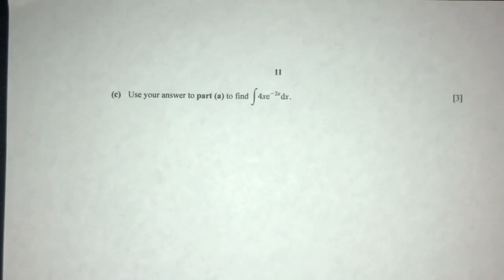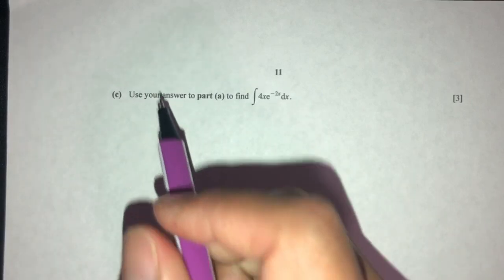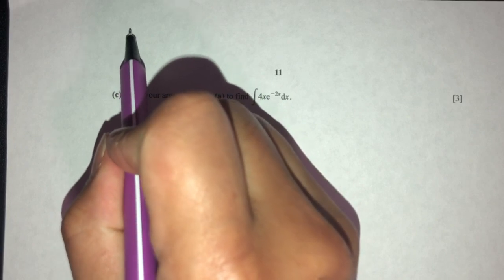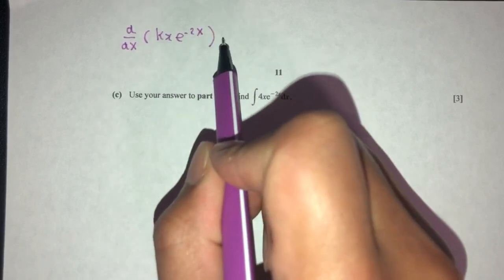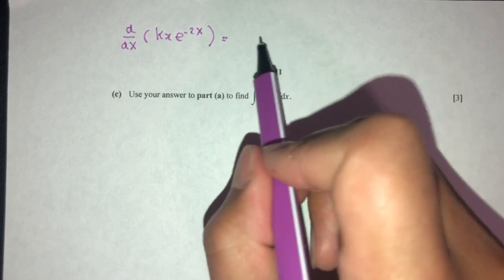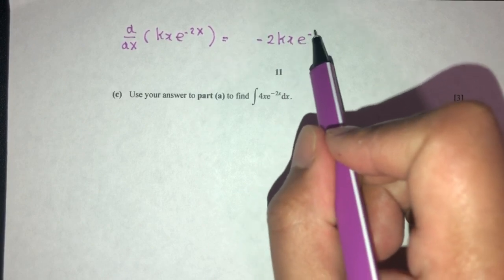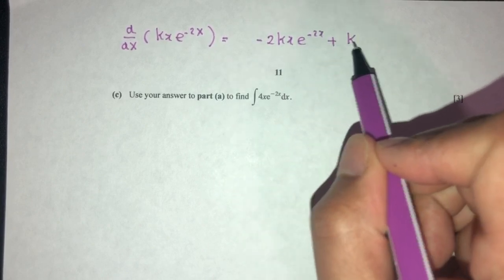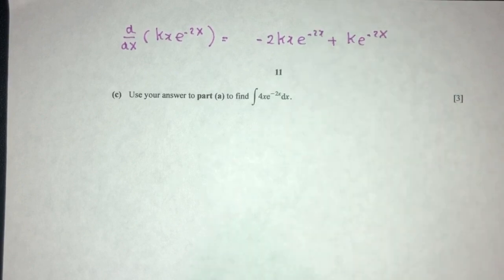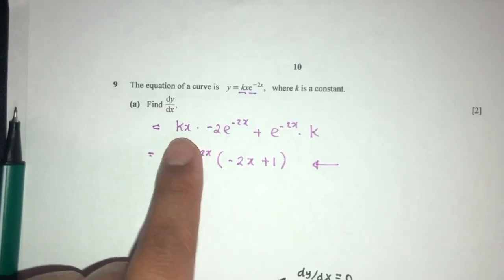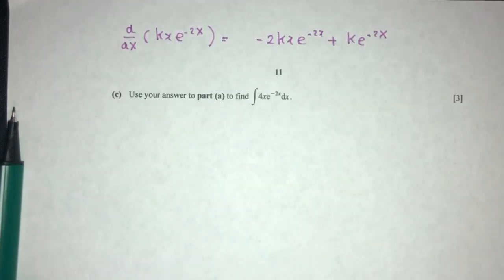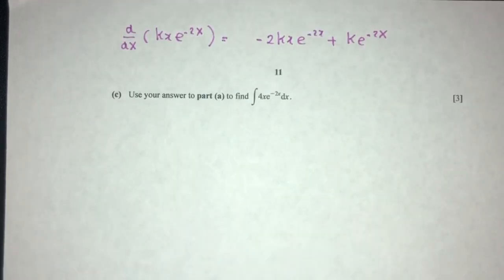Now, using your answer in part A, we have to solve this. So let's try to solve this one by one. Part A, we had y, differentiation of kx exponential minus 2x gave us the value of minus 2kx exponential of minus 2x plus k exponential of minus 2x. So this is what in part A we had, right? Now we have to use that to find this. So how can we find this?